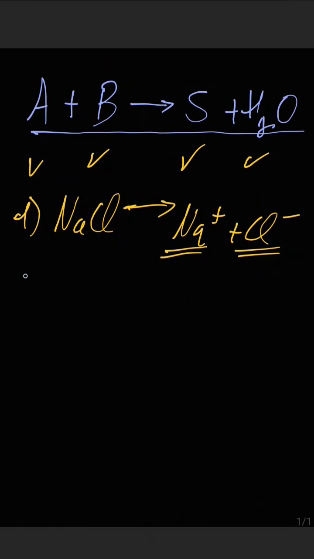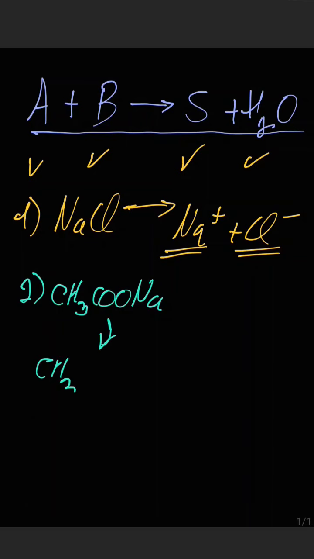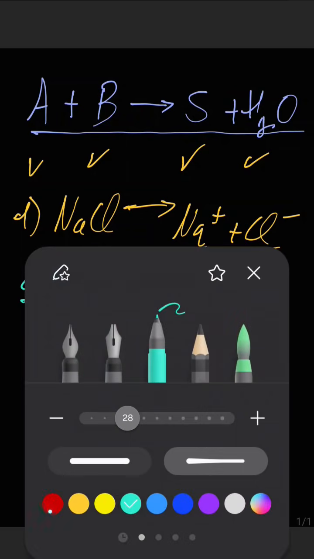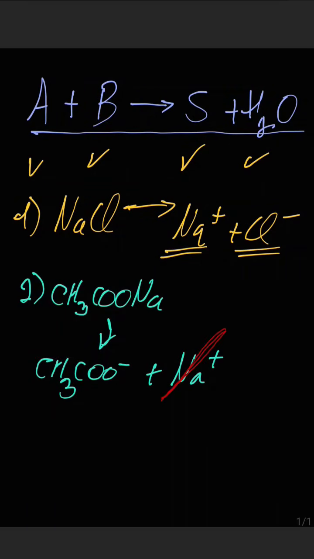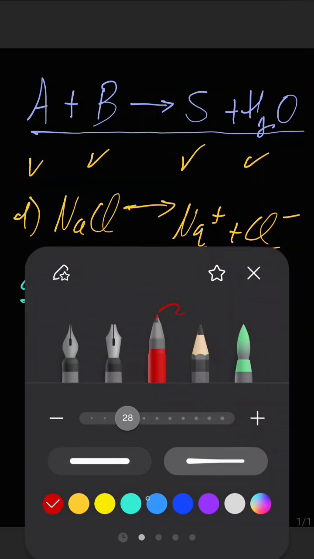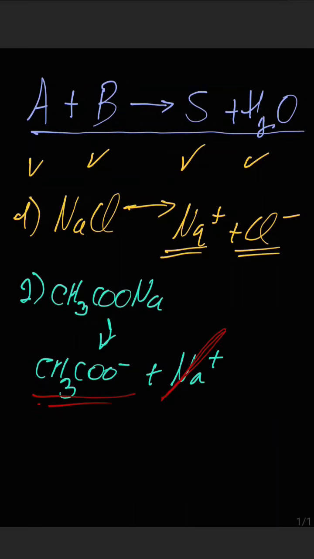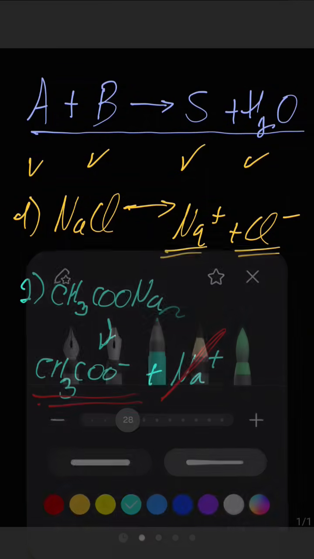We have another type of salt, for example, CH3COONa. In this case, you know that this salt dissociates into the ion and sodium. Sodium is not affecting the concentration of hydrogen or OH, but this ion will dissociate in a way that is affecting the concentration of hydrogen or OH.